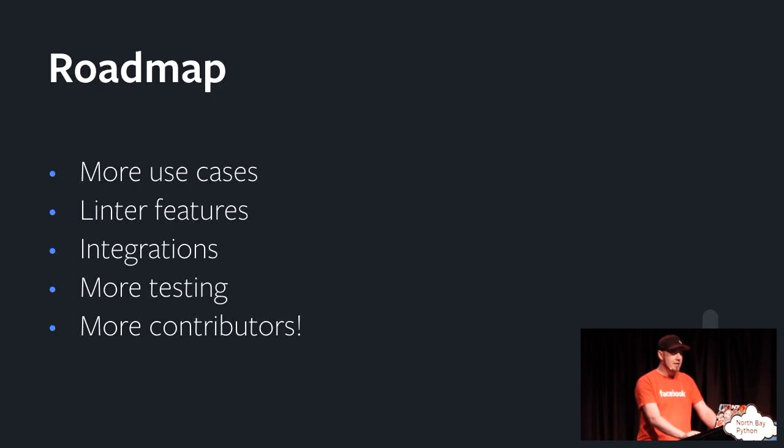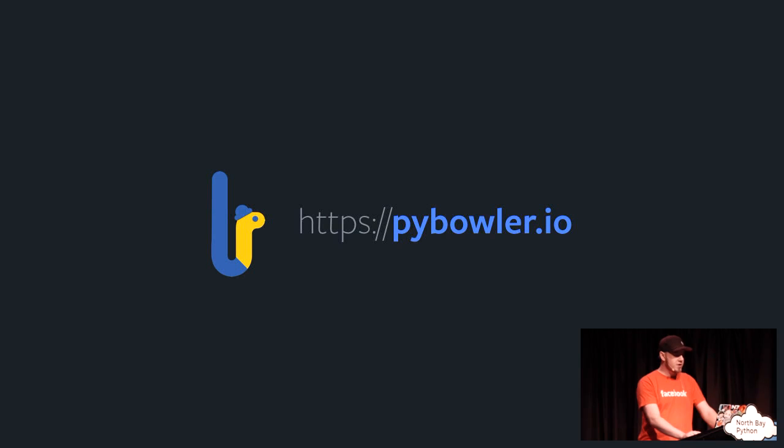We have a high-level roadmap where we want to support more use cases. We'd like to integrate it with linter-style features and also integrate it with tools like Fabricator or other code review systems. We'd also like a more diverse base of contributors to the project and to make this a tool that's useful for everyone. So if this sounds interesting to you, please check out Bowler today at pybowler.io.